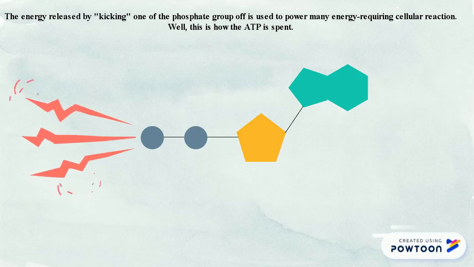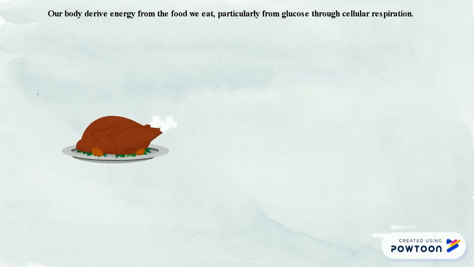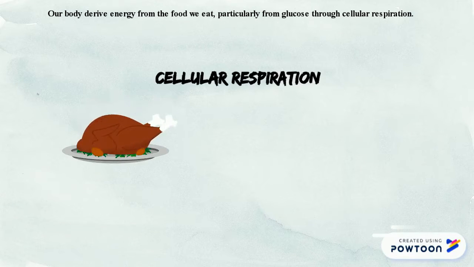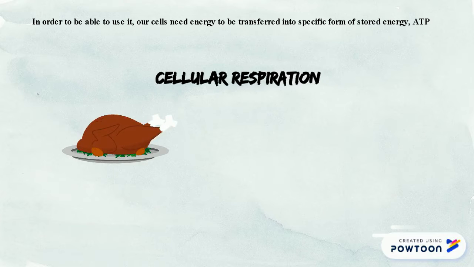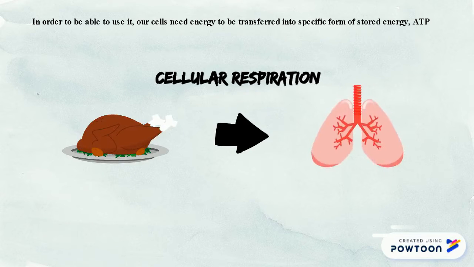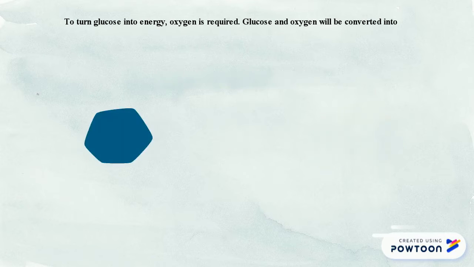Well, this is how the ATP is spent. Our body derives energy from the food we eat, particularly from glucose, through cellular respiration. In order to be able to use it, our cells need energy to be transferred into a specific form of stored energy, ATP. To turn glucose into energy, oxygen is required.